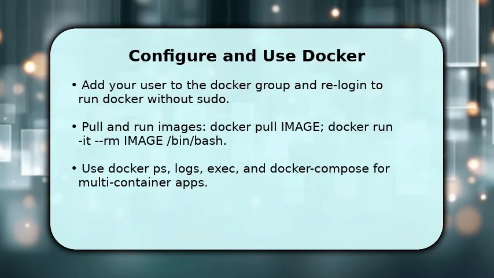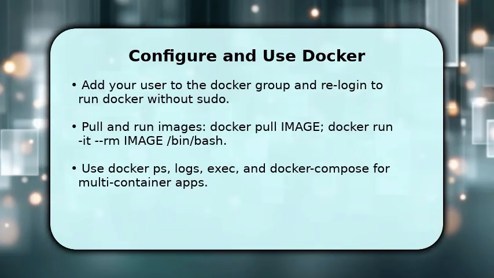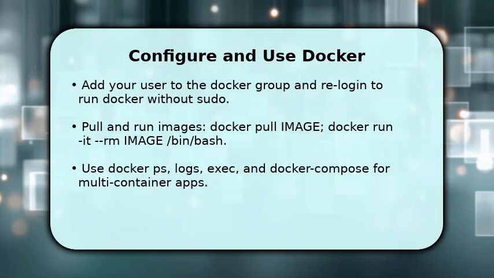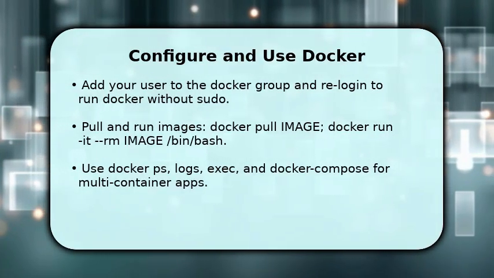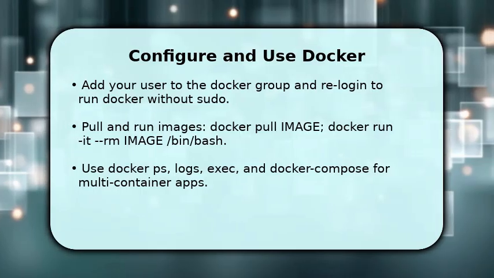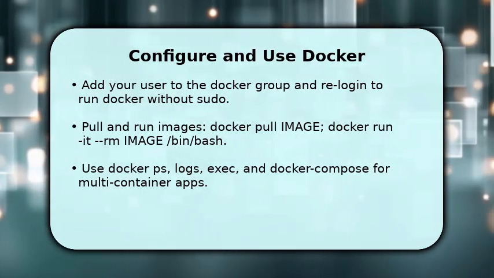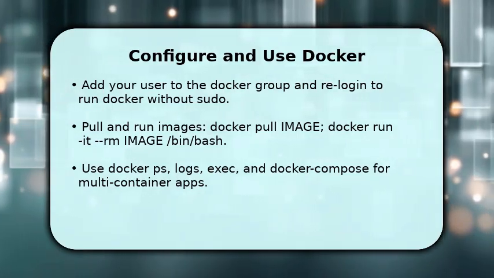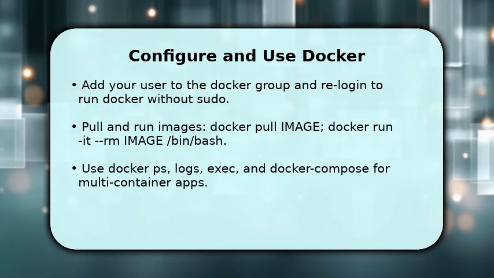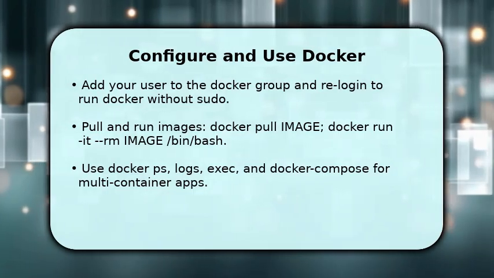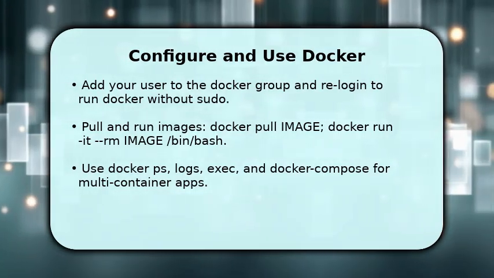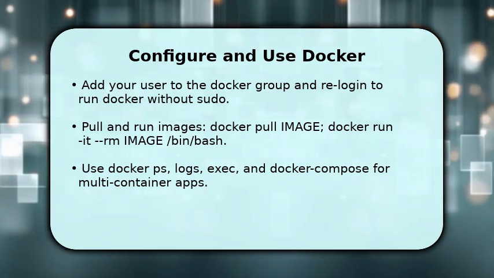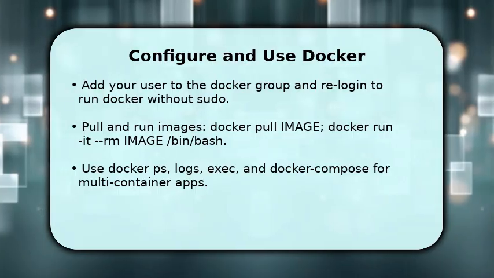Now configure Docker for daily use by adding your user to the Docker group so you avoid repeated sudo. Log out and back in to apply the change. Then practice pulling an image and running an interactive container to inspect the file system and processes. Once comfortable, run background services with docker run -d and manage them with docker ps, logs, and docker exec to troubleshoot live workloads. If you use multi-container setups, install and run Docker Compose to define networks, volumes, and linked services declaratively.